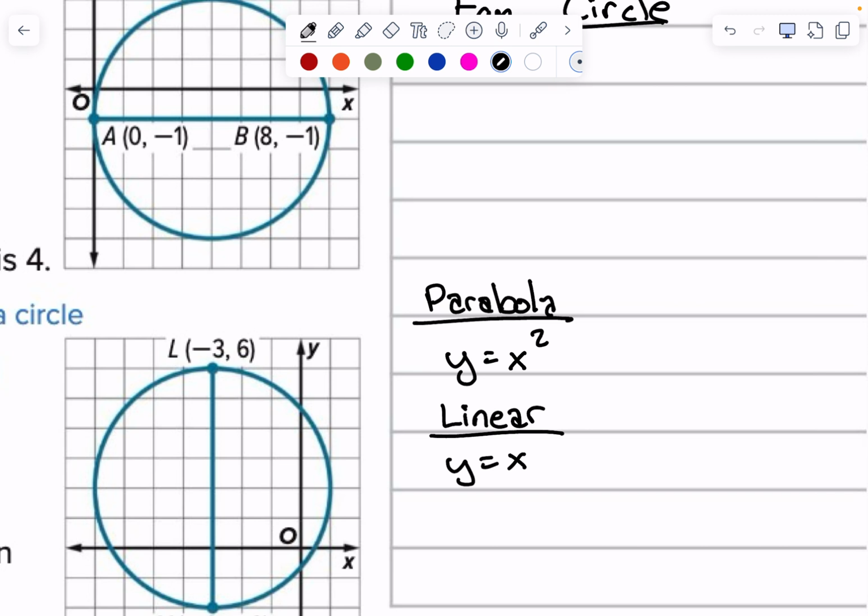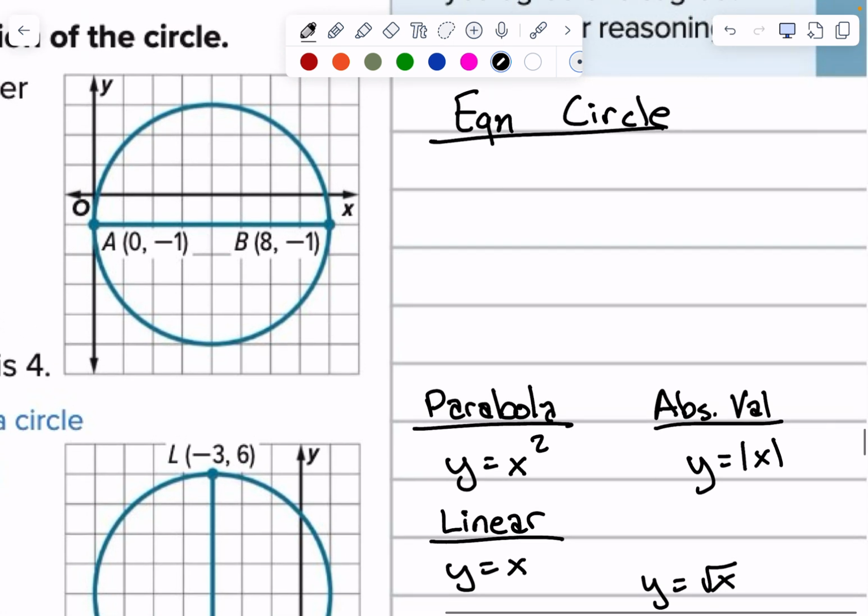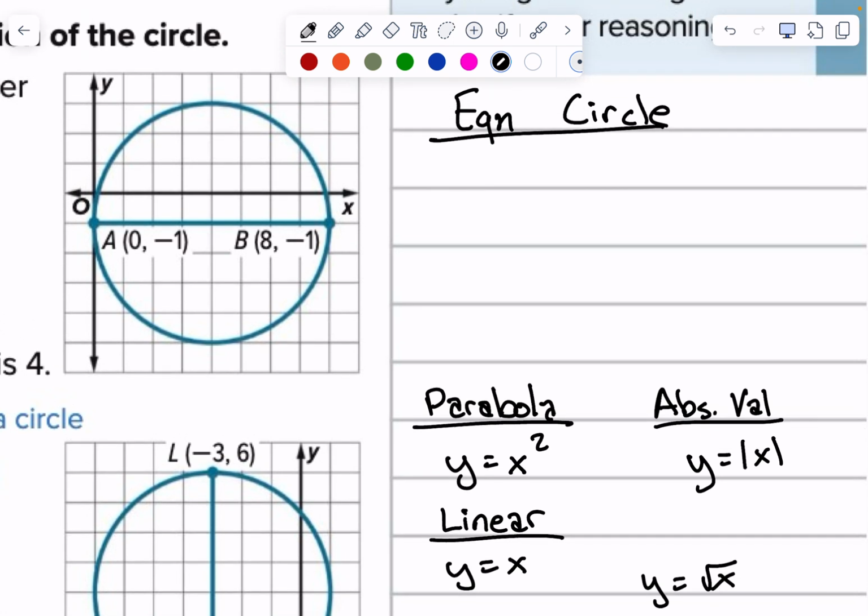An absolute value function is y equals the absolute value of x. A square root function is the square root of x. Those have specific equations that are related to them. An equation of a circle, if you're going to graph a circle, has its own particular look too, and here's what it looks like.